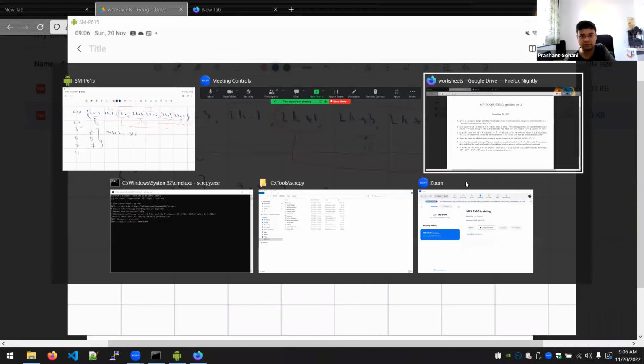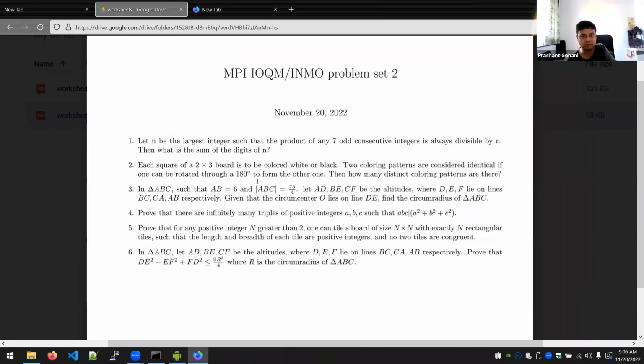Okay, so that was question 1. Question 2: each square of the board is colored white or black.